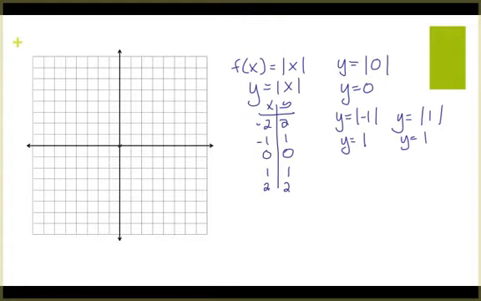When x is 0, y is 0. When x is 1, y is 1. When x is 2, y is 2. When x is -1, y is +1. When x is -2, y is +2. And it's going to continue that way. So whenever you see absolute value, just think of that big V.